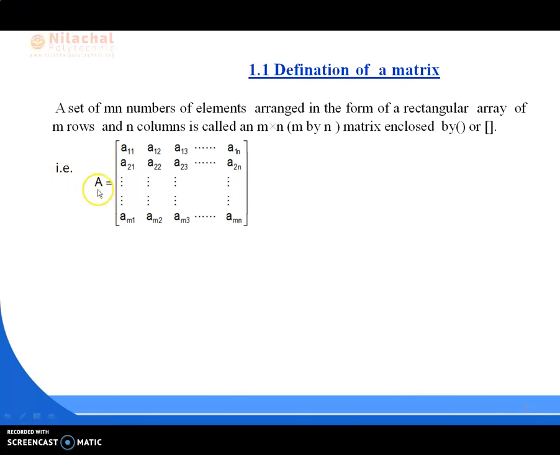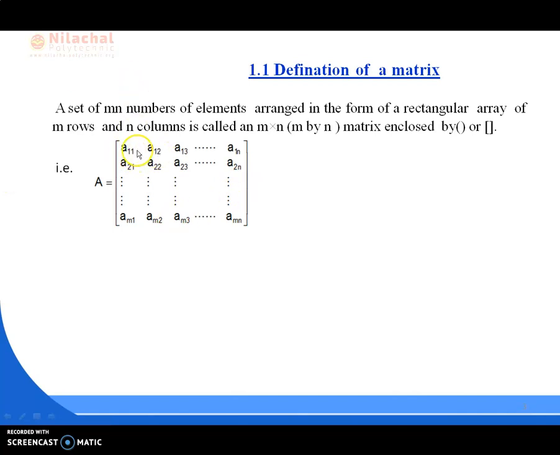Matrix naming is with any capital letters, just like A, B, C, D, any capital letter. So here capital letter A equals the matrix name. There are mn numbers of elements, m number of rows and n number of columns. Rows means number of horizontal lines. Columns means number of vertical lines. So m number of horizontal lines, n number of vertical lines are there.